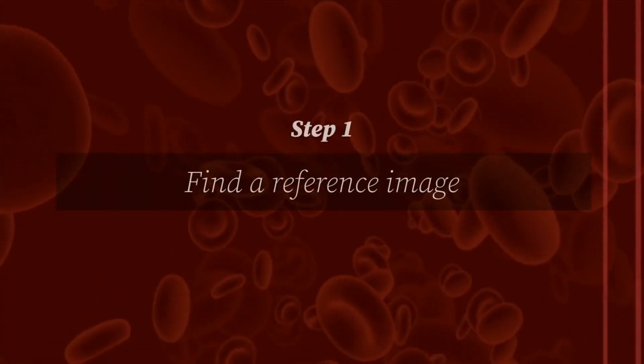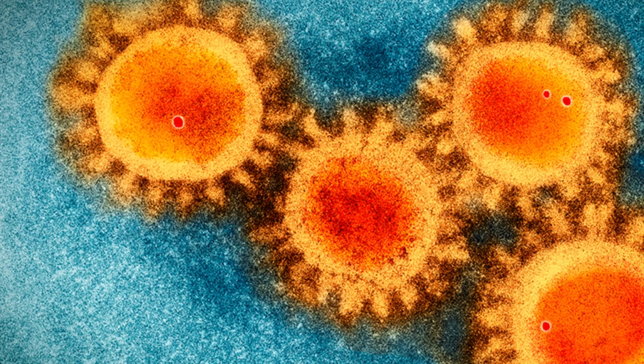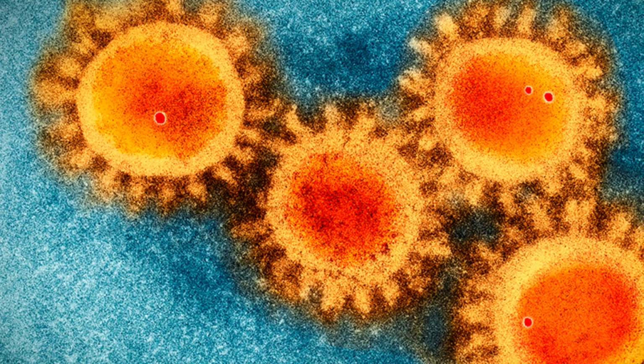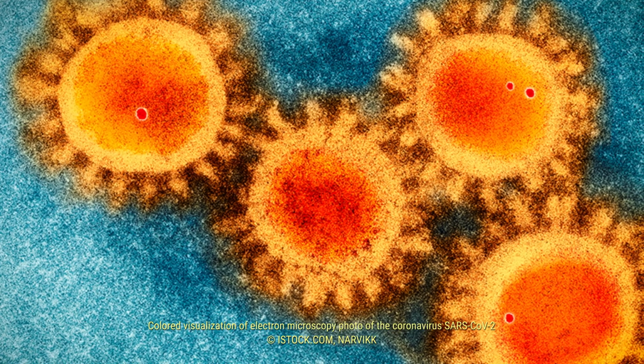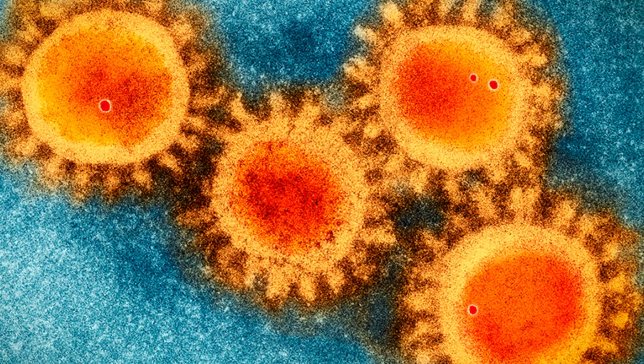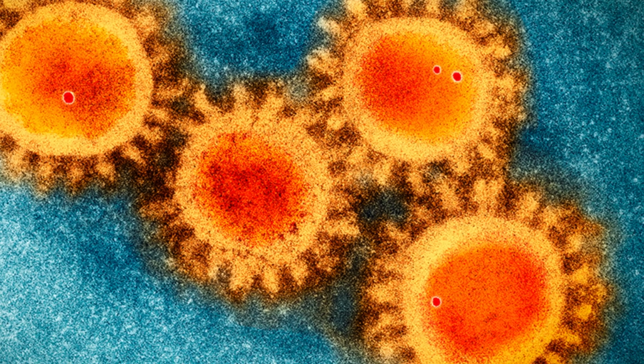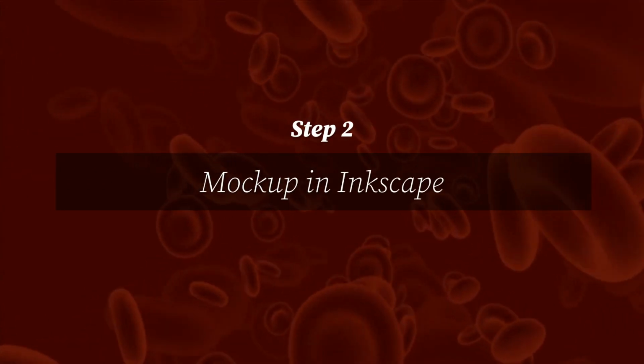Step 1. Find a reference image. From my research, I found one image from a paper that seemed to be the most authentic image of the virus under an electron microscope. It had a warm color palette with orange and red regions. Select it.